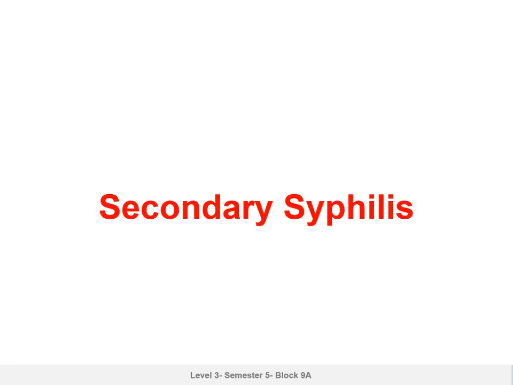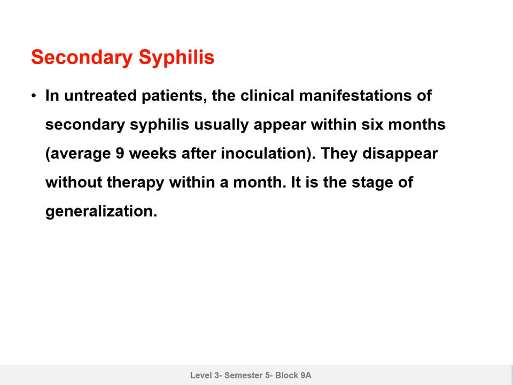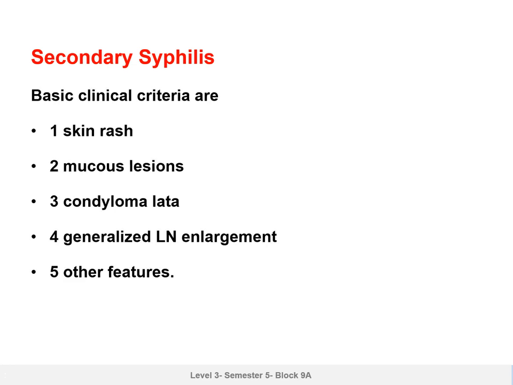Then we will shift to the secondary stage of syphilis. The clinical manifestations of secondary syphilis appear within 6 months and disappear without therapy within a month, and it is the stage of generalization. Basic clinical criteria include skin rash, mucous lesions, condyloma lata, generalized lymph node enlargement, and other features.